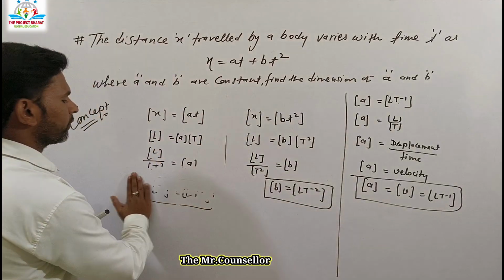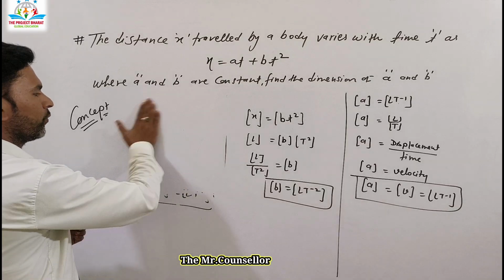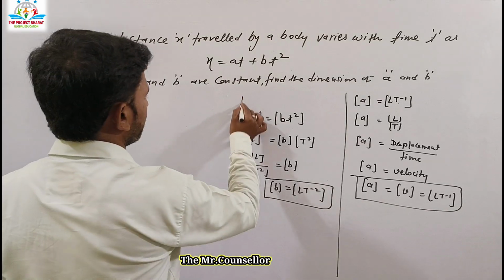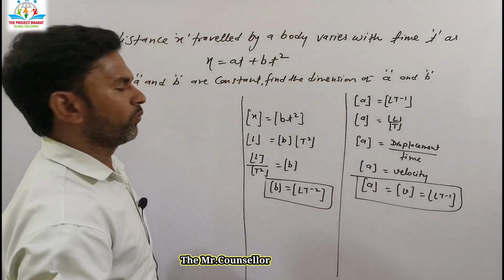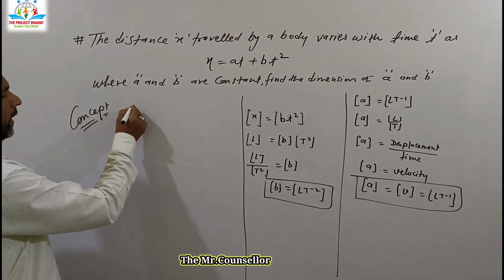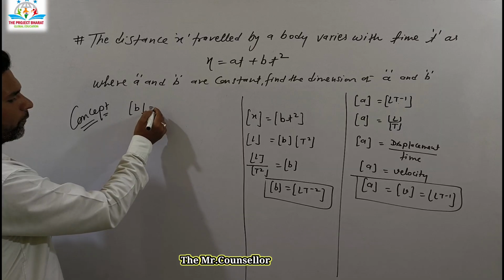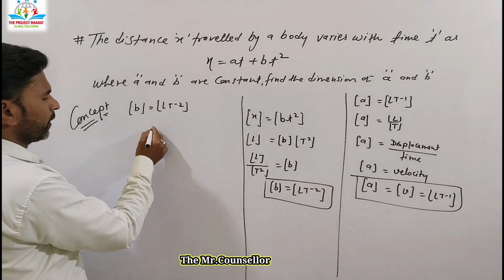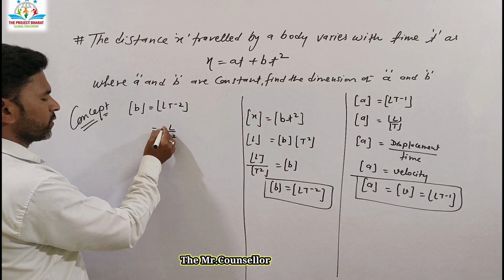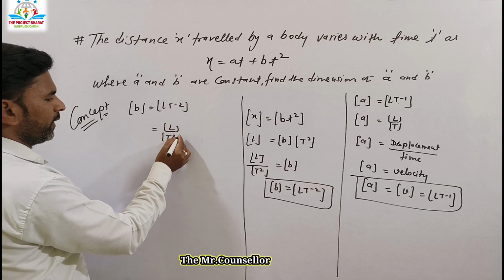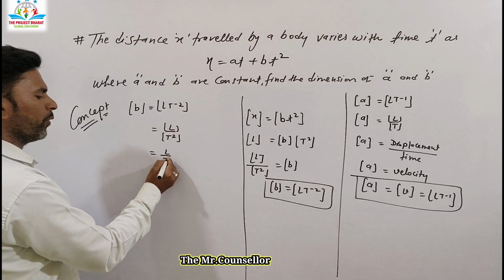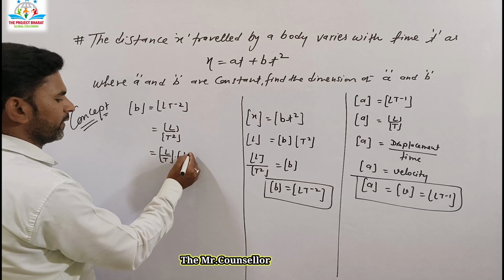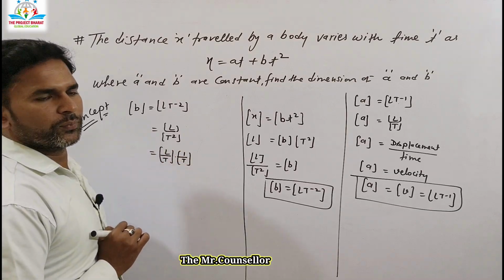Now you can also see here, for the B concept, if I am going to solve these problems, the dimensional formula of B is LT minus 2. Again I am going to reverse it. So L upon T square, I am writing like this: L upon T into 1 upon T. Is it okay or not?